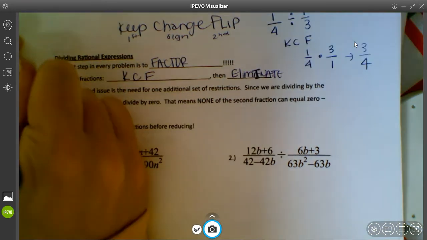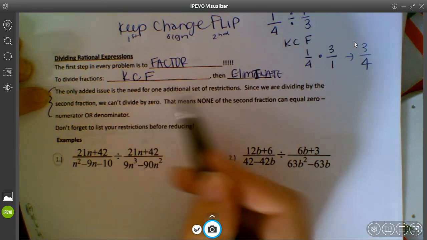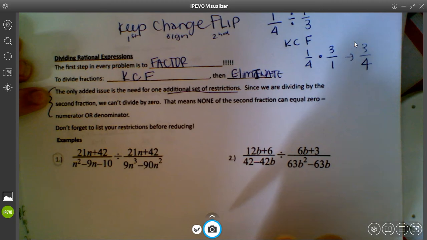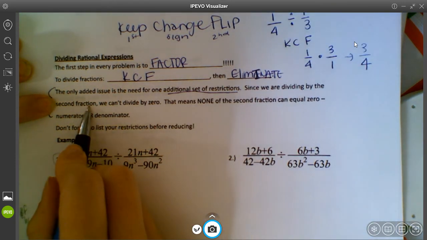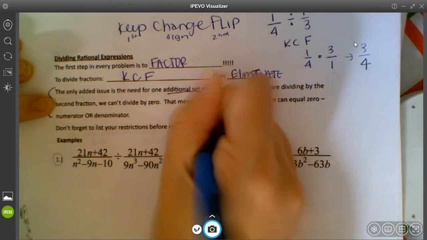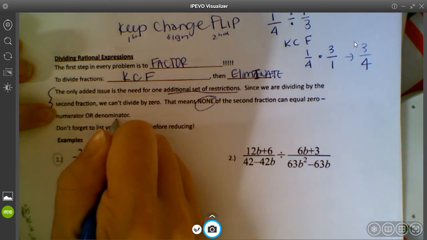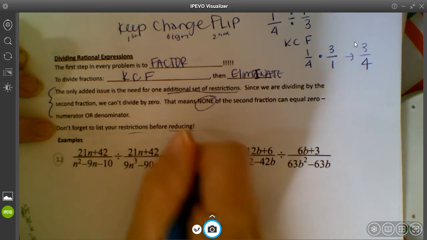The only issue we have to address is we need an additional set of restrictions. Since we are dividing by the second fraction, we can't divide by 0. That means none of the second fraction can equal 0, the numerator or denominator. And so we need to list our restrictions before reducing.